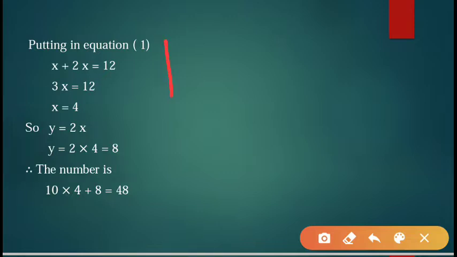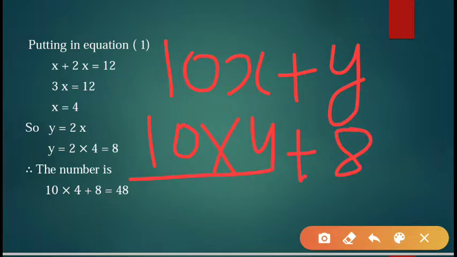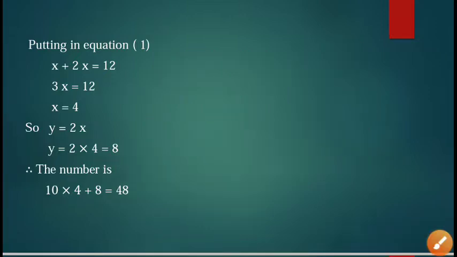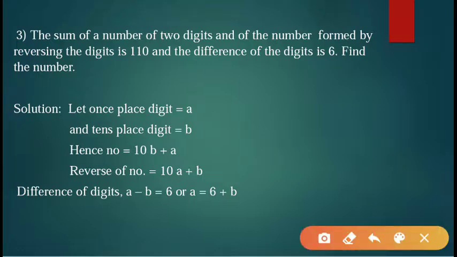What was the original number? The original number was 10x plus y. Okay. So in the place of x write 4, and in the place of y write 8. This will give you 40. 40 plus 8 gives you 48. This is your answer. Next, question number 3. Question number 2 will be your homework.